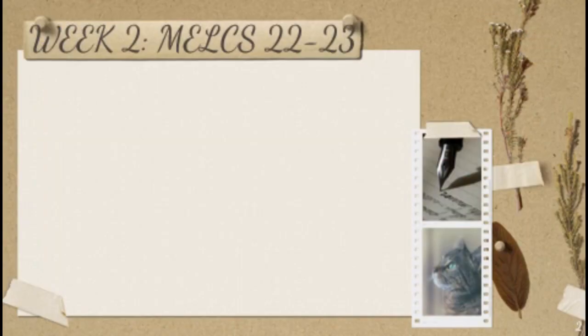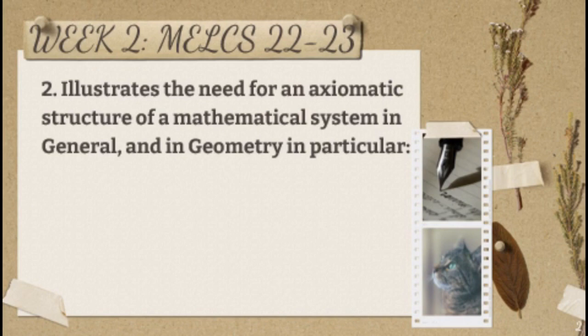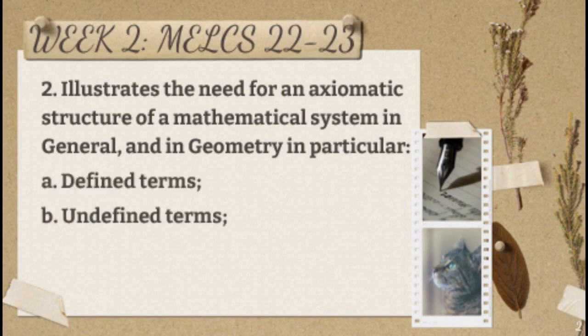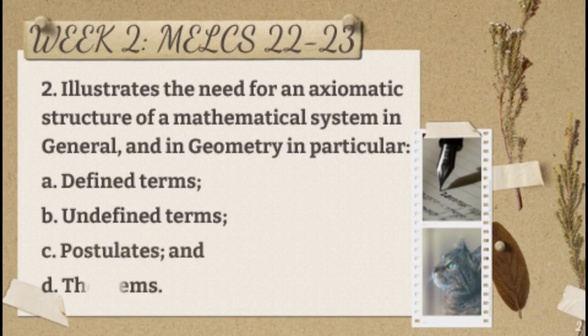For week 2, we have MELCs 22 and 23. Illustrates the need for an axiomatic structure of a mathematical system in general. And in geometry in particular, we have defined terms, undefined terms, postulates, and theorems.